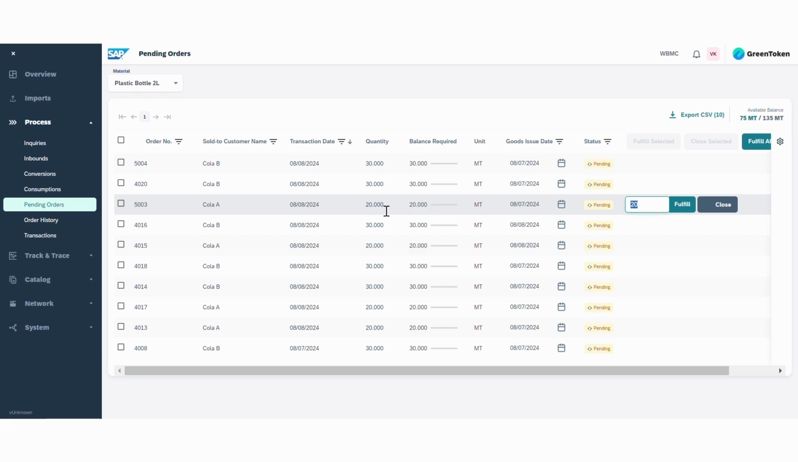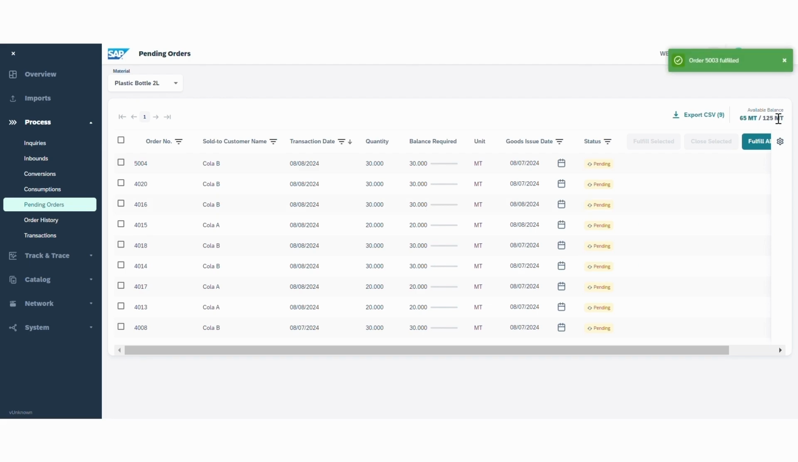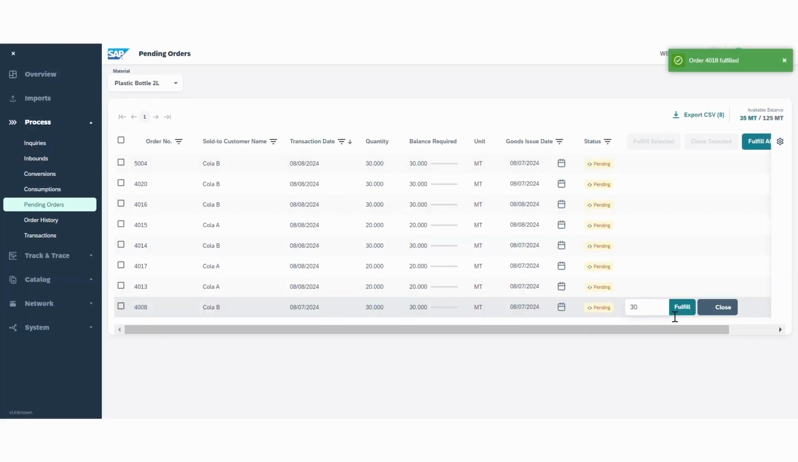So in this case, the total quantity requested is 20. We can use 10 to fulfill this, in which case the remaining 10 would be taken from the conventional stock. So let's fulfill this order. And now we see that the certified balance and the conventional balance has reduced by 10. Let's take another order, perhaps this one, and let's fulfill this with the entire quantity being the certified quantity. So we can click on this button and process that.